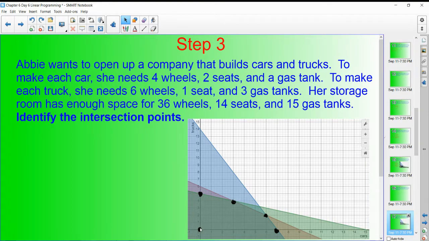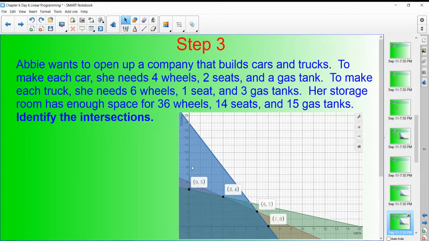So this corner is generally 0, 0. Probably if I make 0 cars and 0 trucks, I'm not going to make a lot of profit. Once in a while, that point will make sense, but 0, 0 is probably not something I need to test. I write down the coordinates because these are what I'm going to test into my inequality.